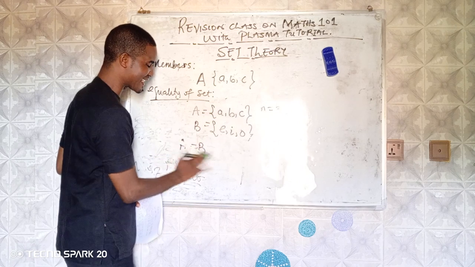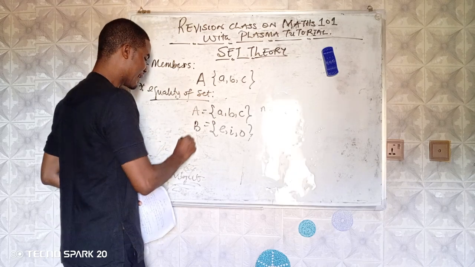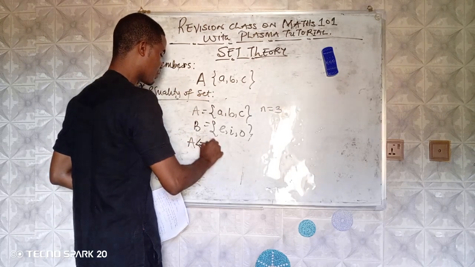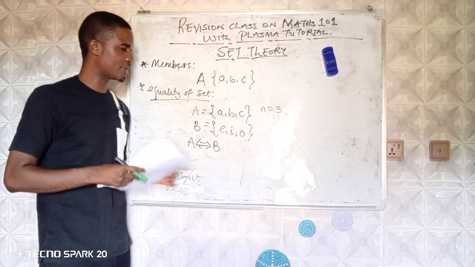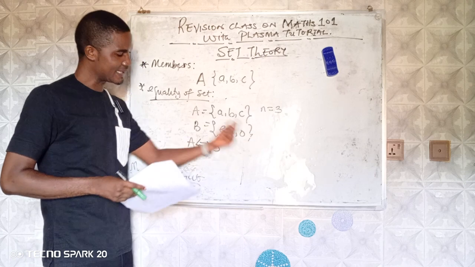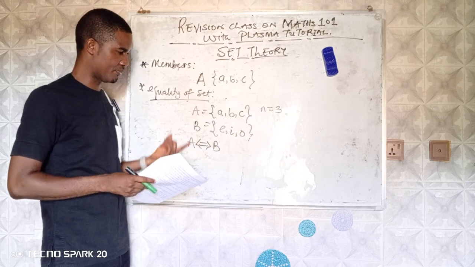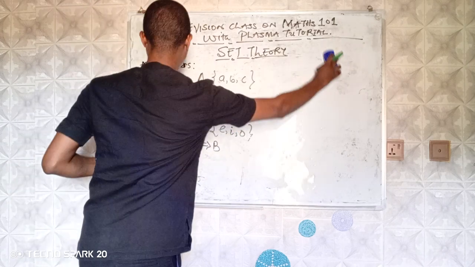So I will now say that A is not equal to B. Rather, A is equivalent to B. A is equivalent to what? B. A is not equal to B. Rather, A is equivalent to B. I believe that is well understood. We move to another point.